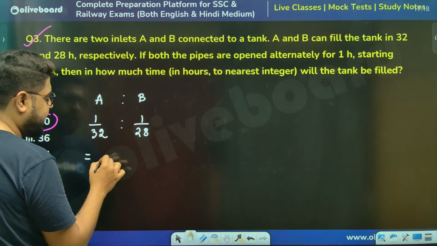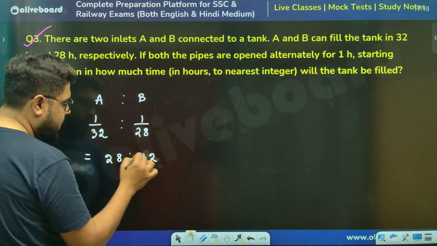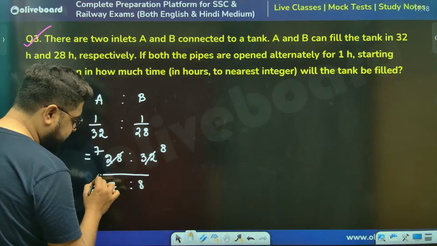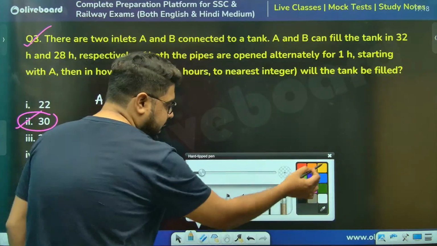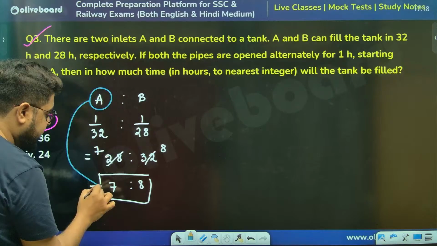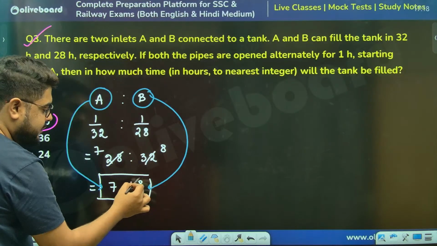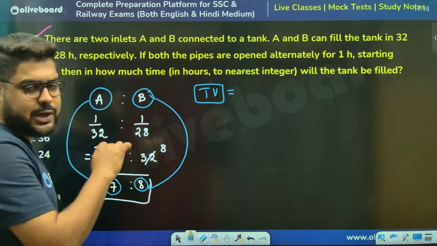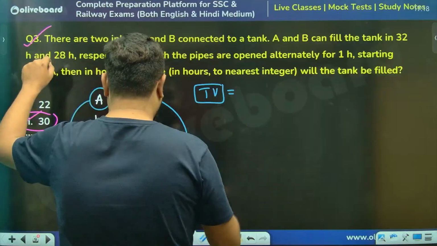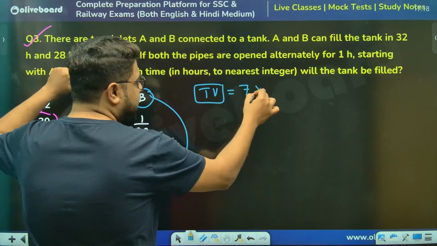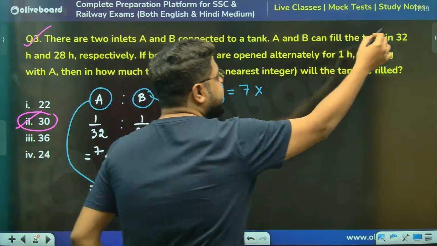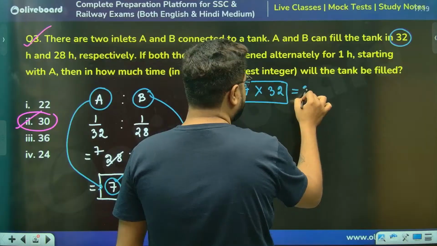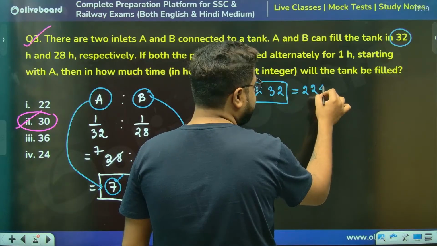So it gives you actually 28 ratio 32. 4 sevens are 28, 4 eights are 32. 7 ratio 8 is your efficiency ratio, meaning A fills 7 liters every hour, B fills 8 liters every hour. Now, total volume of the tank: A fills 7 liters per hour into 32 hours, since A takes 32 hours. That is the total volume, 7 into 32, which is 224 liters.